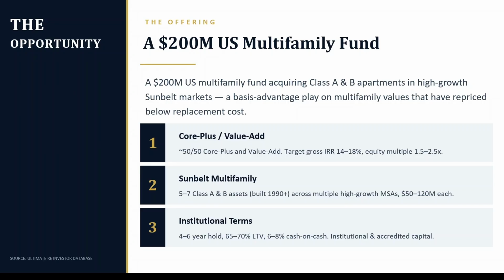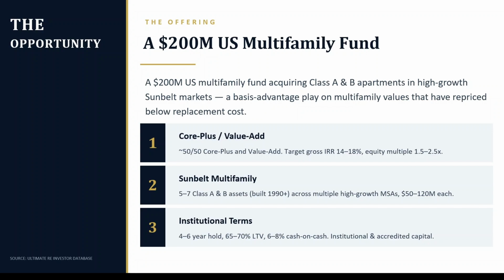So let's look at the offering. So it's a $200 million U.S. multifamily fund acquiring Class A and B apartments in high-growth Sunbelt markets. Basis advantage play on multifamily values that have been replaced below replacement cost.